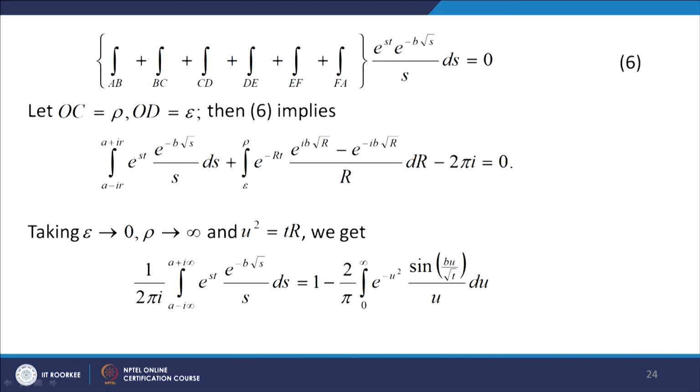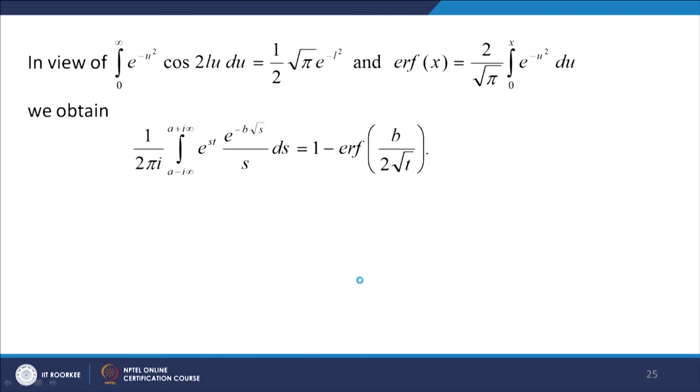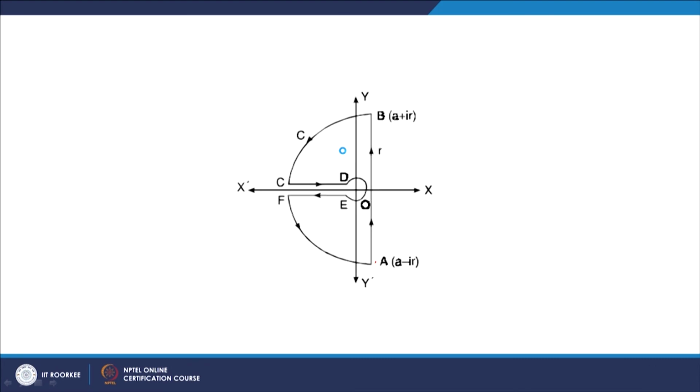When we take epsilon to 0 and rho to infinity and u square equal to tr, then we come to this, and then we use this result: integral over 0 to infinity e to the power minus u square cos 2Lu du equal to 1 by 2 root pi e to the power minus L square, and the error function of x equal to 2 over root pi integral 0 to x e to the power minus u square du. Then we obtain that the value of this integral is equal to 1 minus error function of b over 2 root t. So, we get the value of this integral.